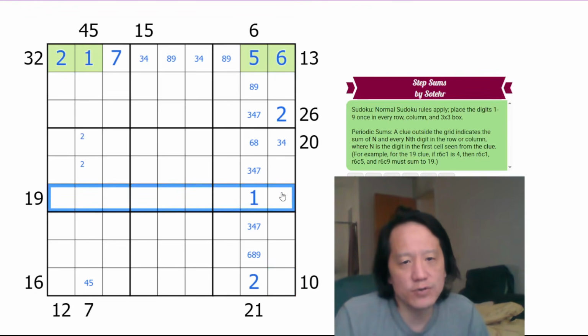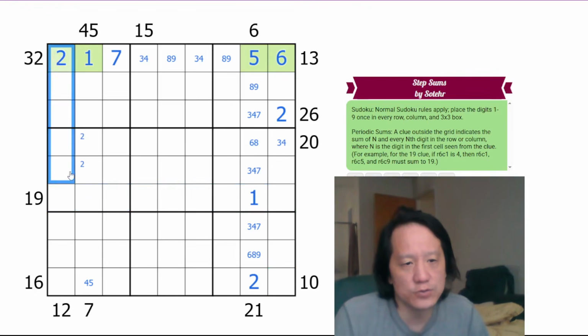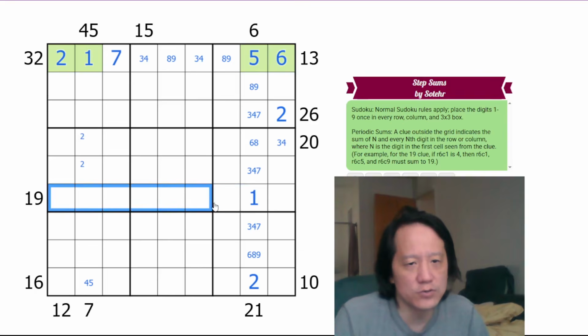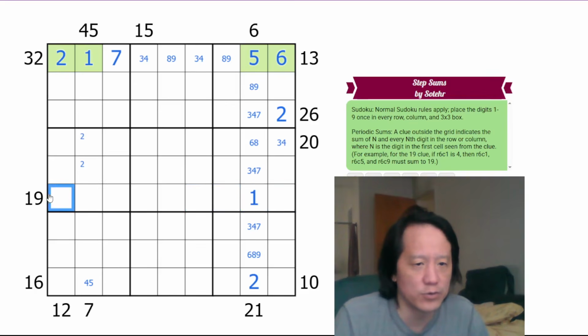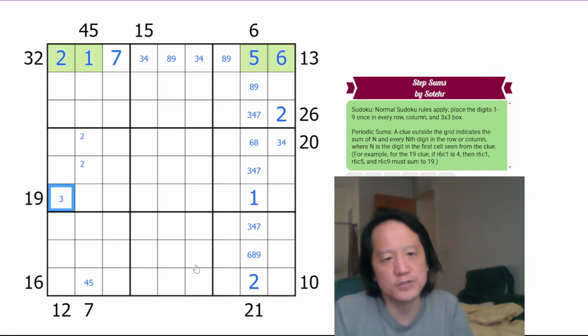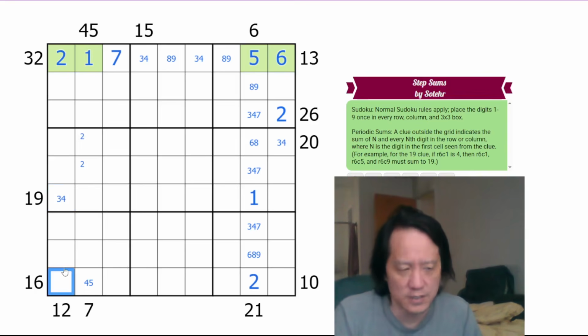19. You have the same problem, but you cannot have 2. You can't have 5 or greater as the step value, because again, you only have 2 digits then, if that's the case. 1, 2, 1, 2, 3, 4, 5. 1, 2, 3 off the board, off the grid. So this is 3 or 4. Same with 16, I believe.